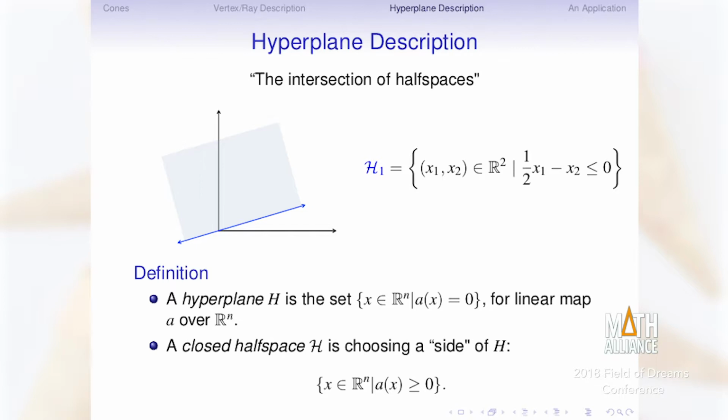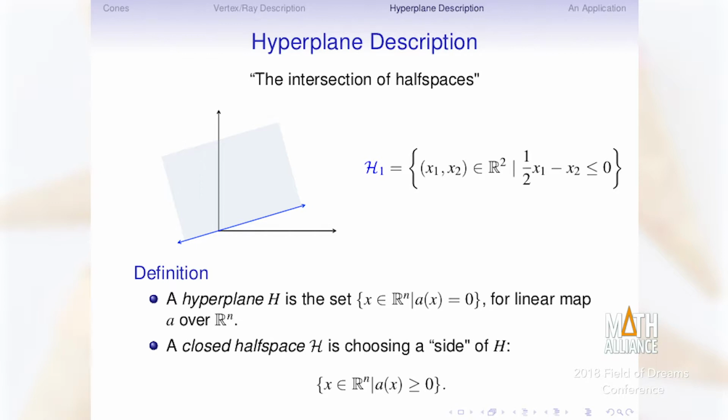In 2 dimensions, a plane is just going to be a line. In 3 dimensions, a plane is this 2-dimensional subspace. In general, a hyperplane is a subspace of 1 dimension less than your total space. So if I'm in n dimensions, then I want to look at all the subspaces that have dimension n-1. That's going to be a hyperplane. Another way to say it is that it's the solution set for some linear map in your space.